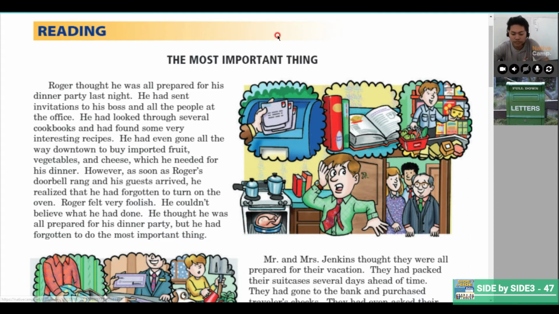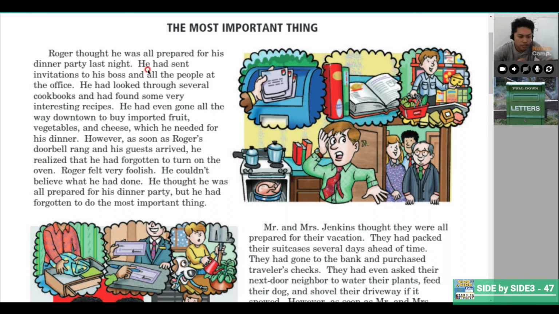Okay, please read the first paragraph. Roger thought he was all prepared for his dinner party last night. He had sent invitations to his boss and all the people at the office. He had looked through several cookbooks and had found some very interesting recipes. He had even gone all the way downtown to buy imported fruit, vegetables and cheese, which he needed for his dinner. However, as soon as Roger's doorbell rang and his guests arrived, he realized that he had forgotten to turn on the oven. Roger felt very foolish. He couldn't believe what he had done. He thought he was all prepared for his dinner party, but he had forgotten to do the most important thing.